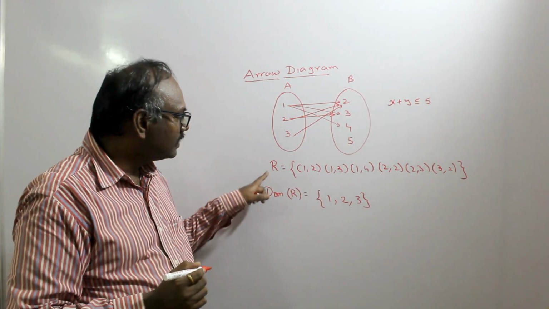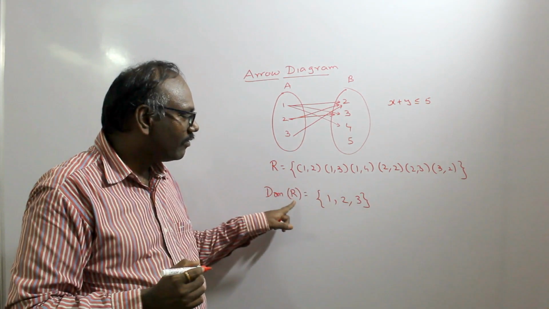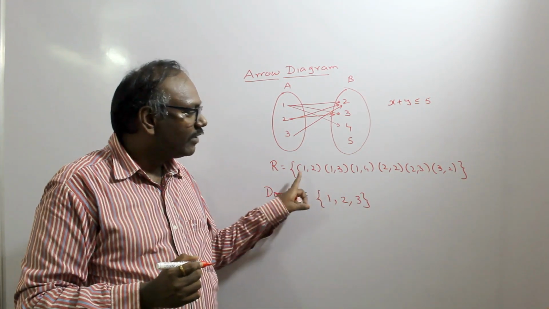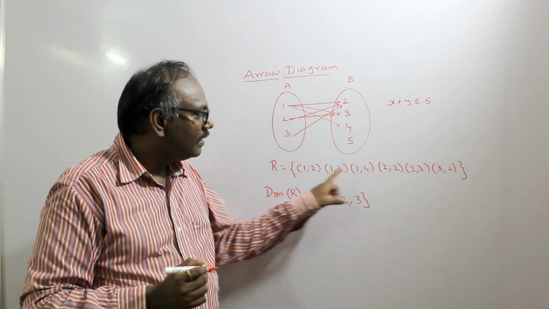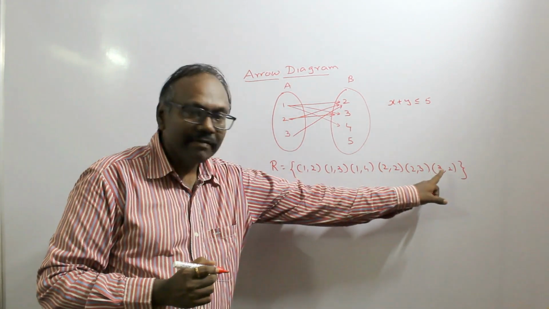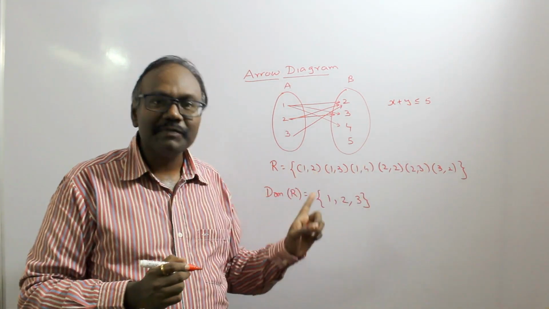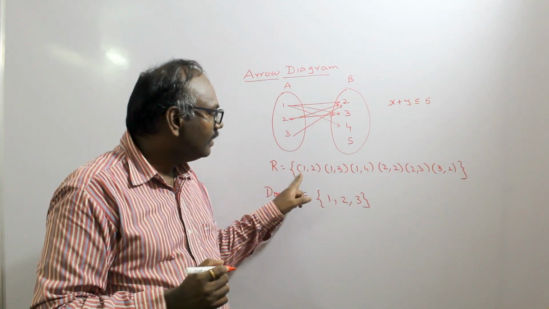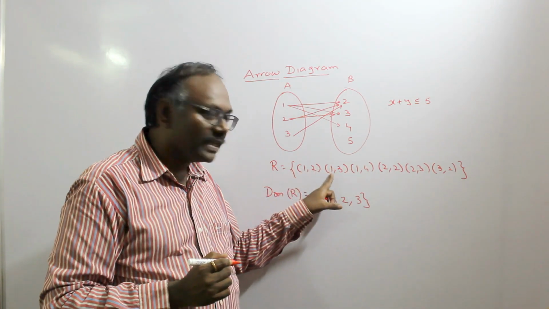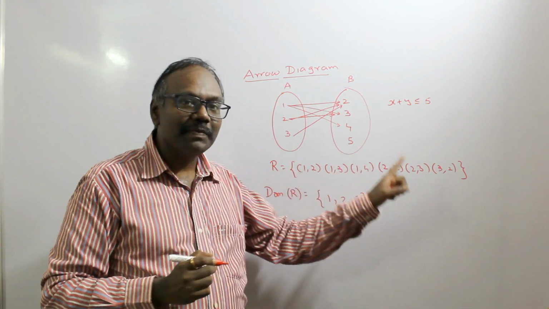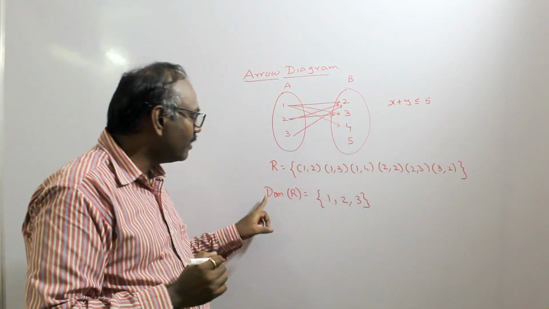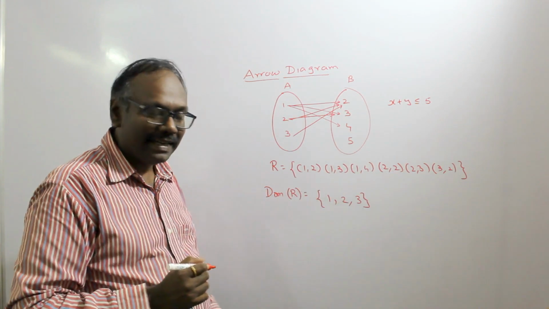So the domain of this relation is given by DOM of R, which is equal to the first part of the ordered pair without repetition. So you should write only one time 1, and then we have 2 and then we have 3, the first part of all the ordered pairs without repetition. So don't write 1 two times because again it is here, you should write only one time. So the domain of R is 1, 2 and 3.